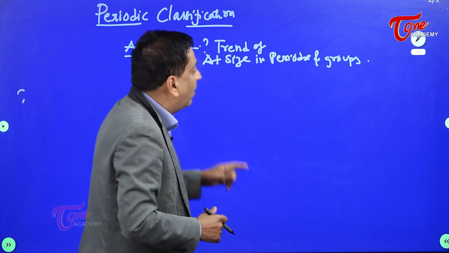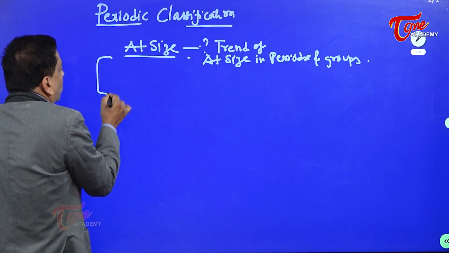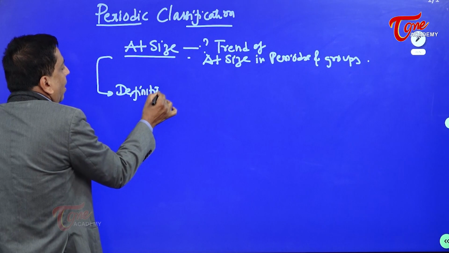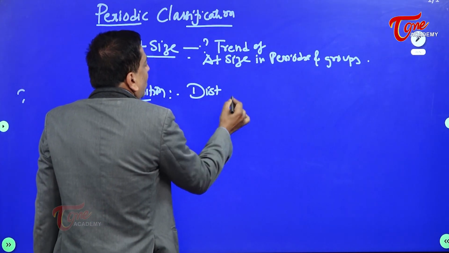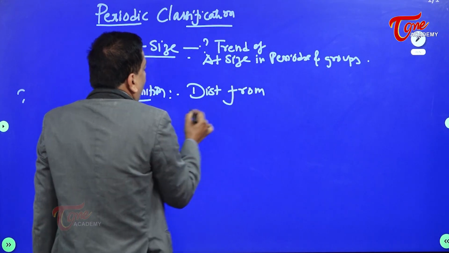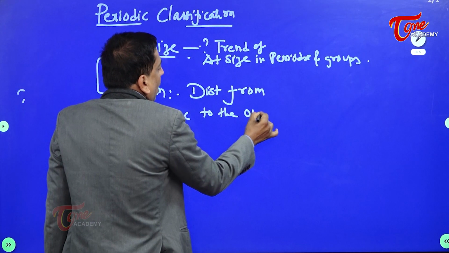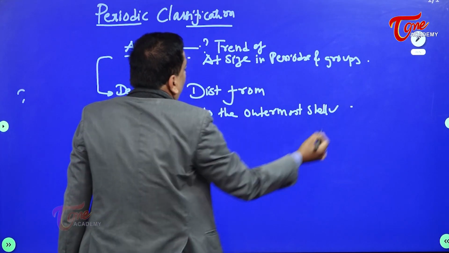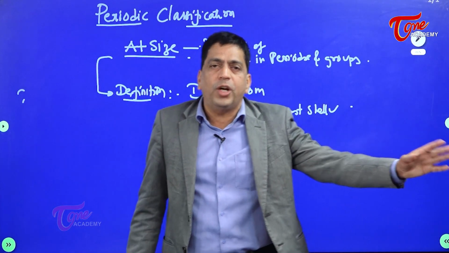But before that, let me define what atomic size is. Understand this: atomic size is the distance from the nucleus to the outermost shell. Look into this. Distance from the nucleus to the outermost shell.